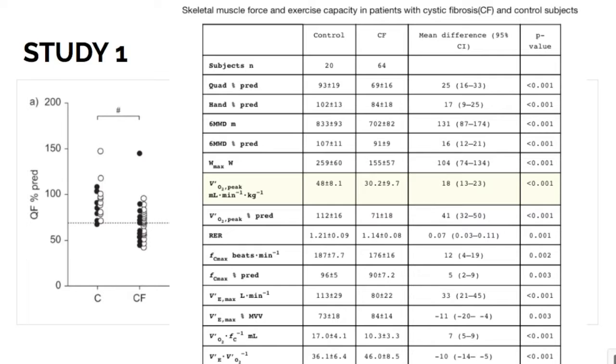And then on the right is a huge chart based on different topics that were talked about: quadriceps strength, hand strength, 6-minute walk, predicted values and actual values, and then highlighted in yellow there is the VO2. And you can see that the control subjects were all much higher, and statistically the p-values were very, very low, showing that skeletal muscular force and exercise capacity in patients with CF are much lower than in control patients.